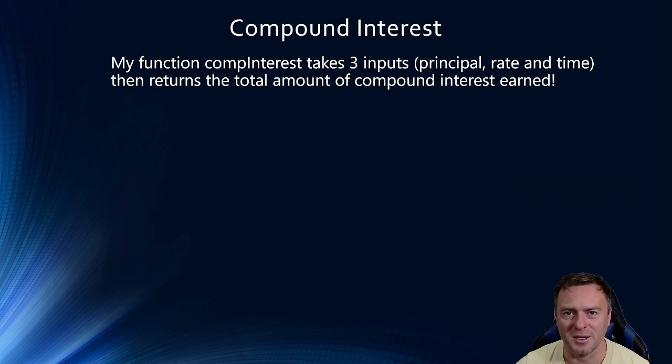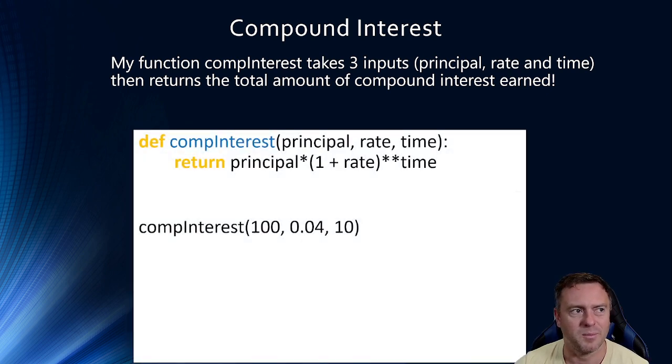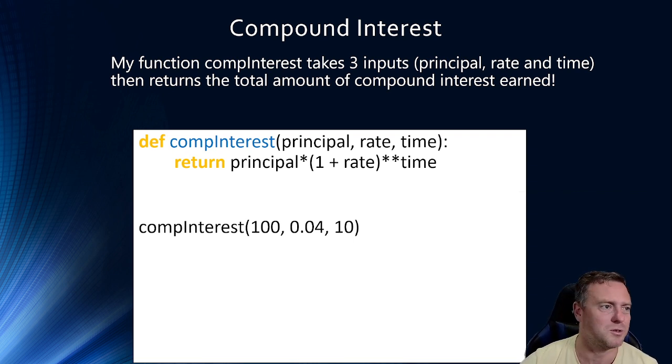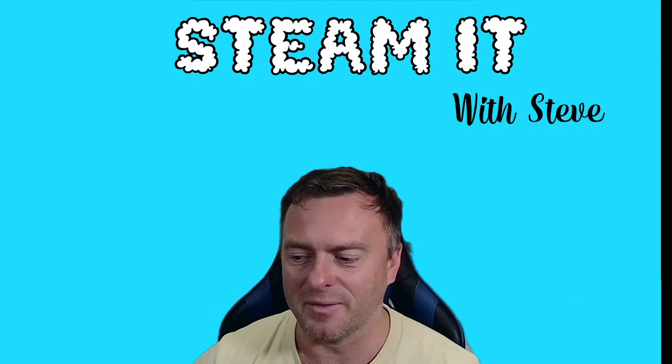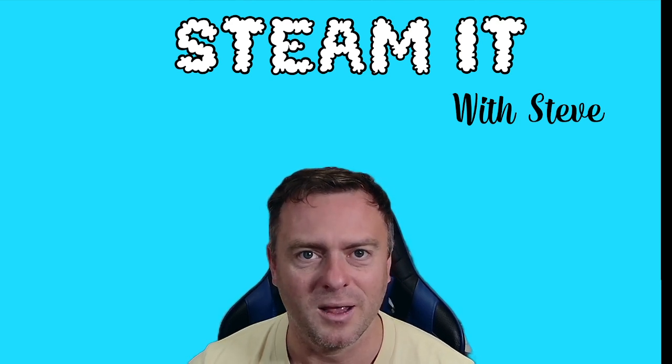and then returns the total amount of the compound interest. So def compound interest with principal, comma rate, comma time, and then I just return the principal times 1 plus the rate to the power of the time. Now that's a pretty simple function, but that gives you some insight of what you could do for your homework. Really handy to do, gets your head in the game of using def, return, and how the parameters look. So hopefully that's given you some ideas of how functions work in Python.